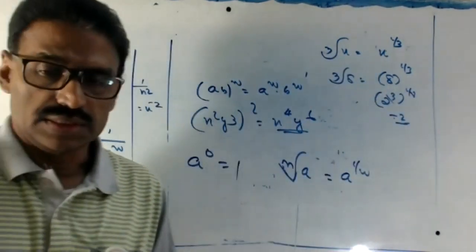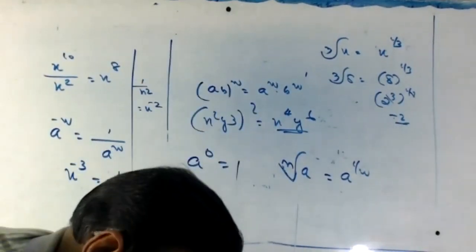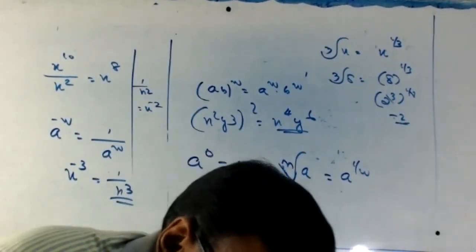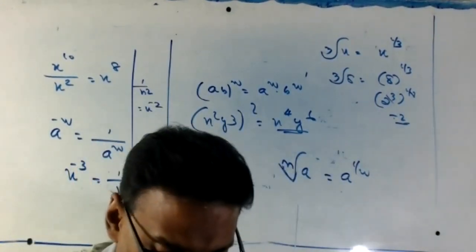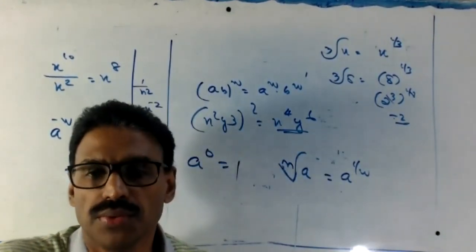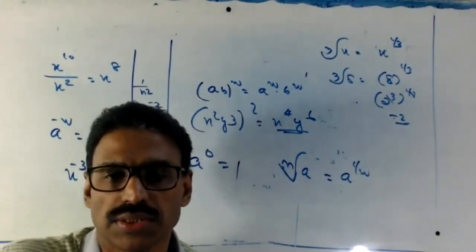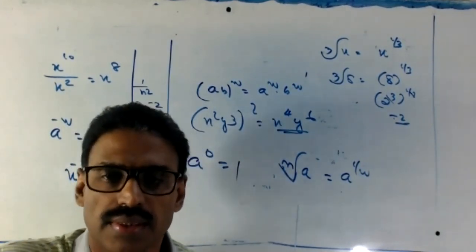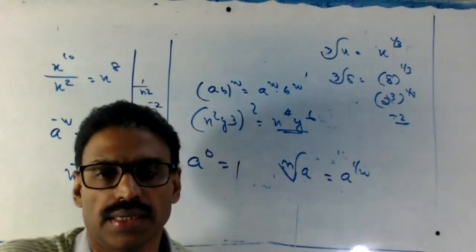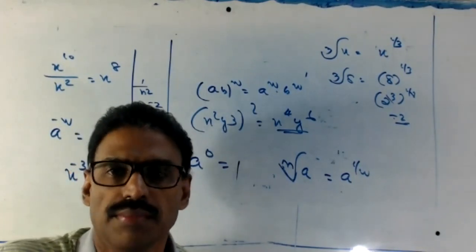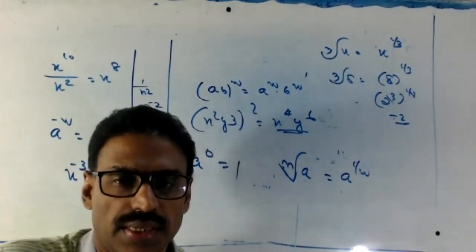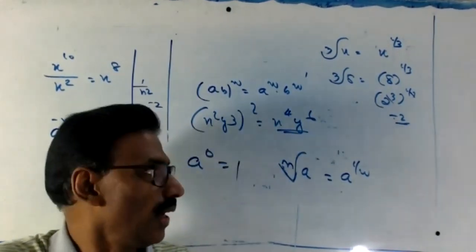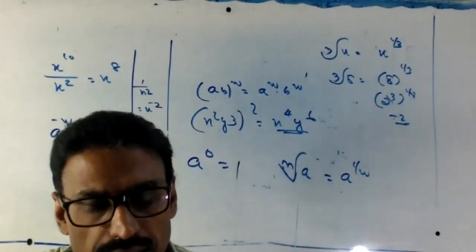Okay, these are the laws of exponents. Are you okay? I'll read again. Check your book. A raised to m into a raised to n equal to a raised to m plus n. A raised to m divided by a raised to n equal to a raised to m minus n. A raised to m all raised to n, a raised to mn. A raised to minus n, 1 by a raised to n.